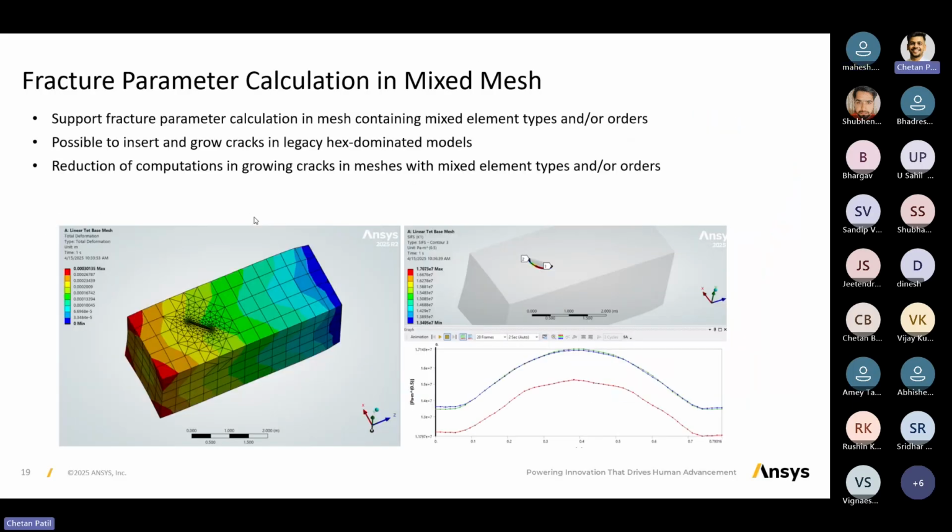Then coming to another parameter for the fracture, that is fracture parameter calculations with mixed mesh. Previously ANSYS was not allowing the use of the mixed mesh. So now ANSYS allows fracture calculation, that is stress intensity factor or the J integral, etc., even when the mesh has mixed element types or mixed orders.